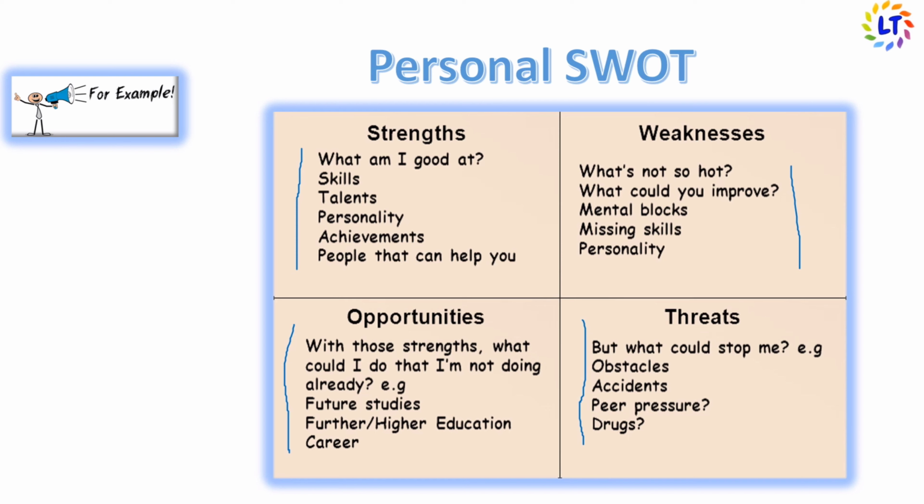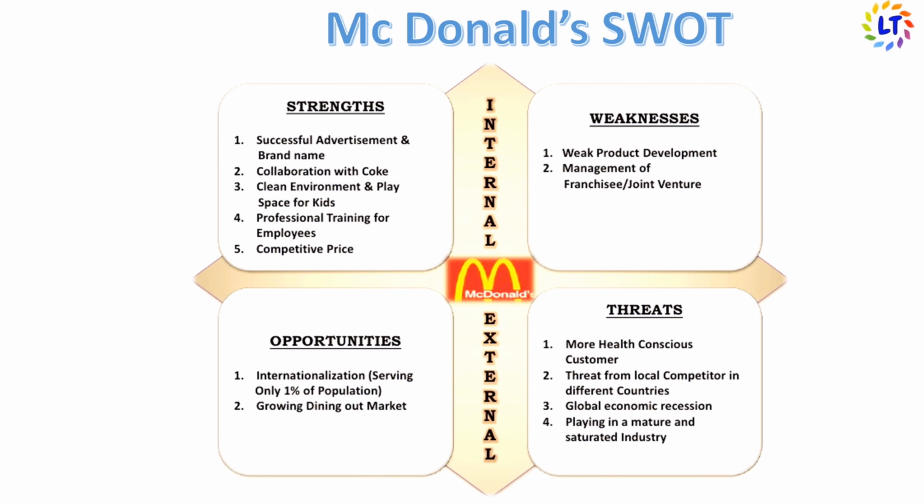To help you get a better sense of what a SWOT example actually looks like in businesses, we are going to look at McDonald's SWOT analysis. So we can see strengths of McDonald's are: it advertises successfully, it collaborates with Coke, it supports a clean environment, and provides play space for kids. It gives professional training to employees. Competitive price.